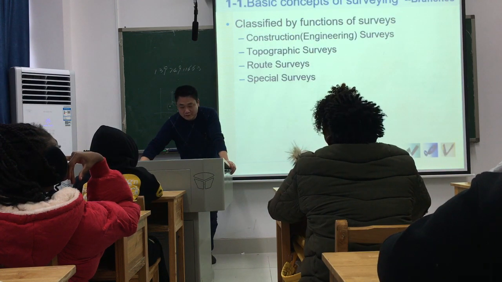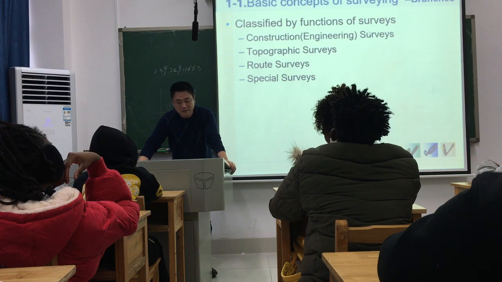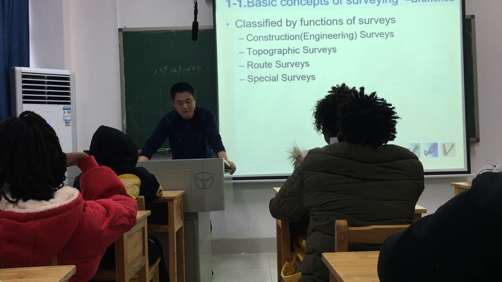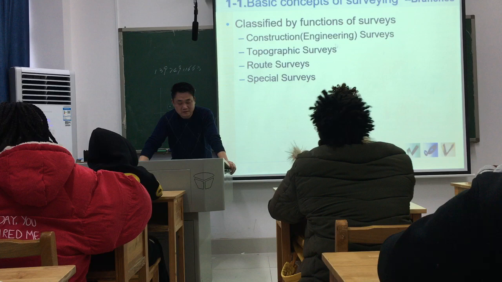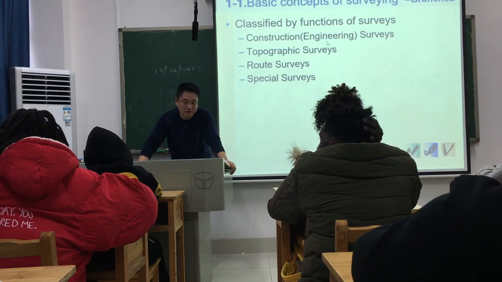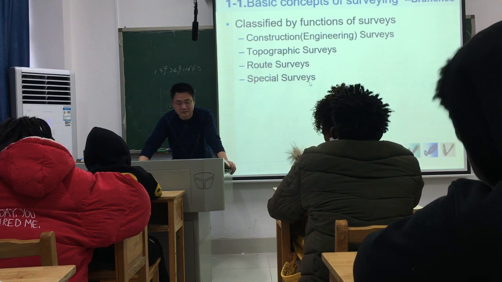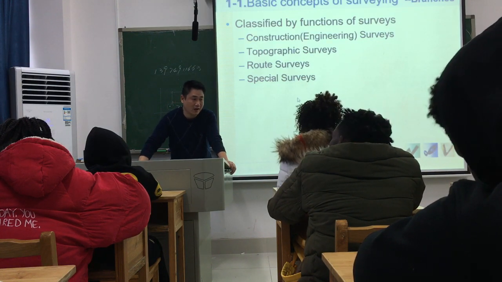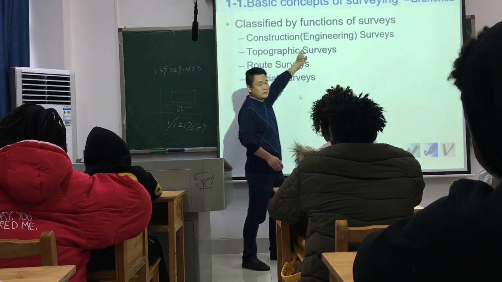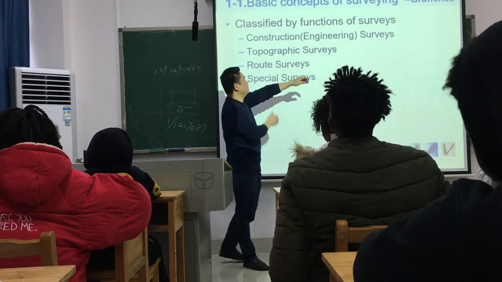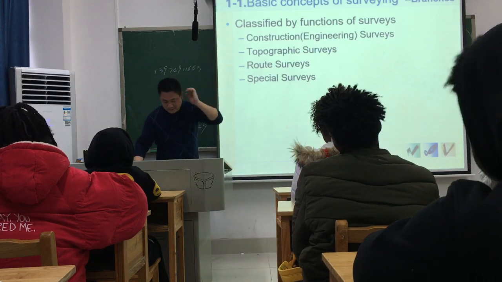If we use another criterion, the function of survey, we can classify surveys by function into many different branches. First is construction surveys. We also call them engineering surveys, and topographic surveys, and route surveys, and spatial surveys, and ocean surveys, and many others. Of course, in our subject, we just learn engineering survey and some part of topographic survey. Okay, you just know that.